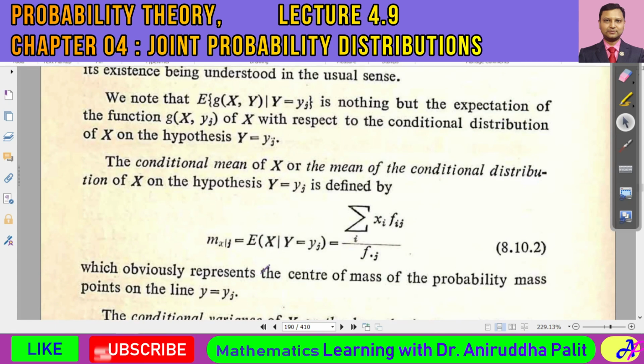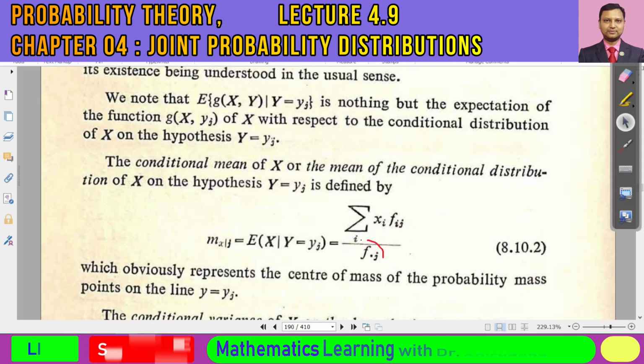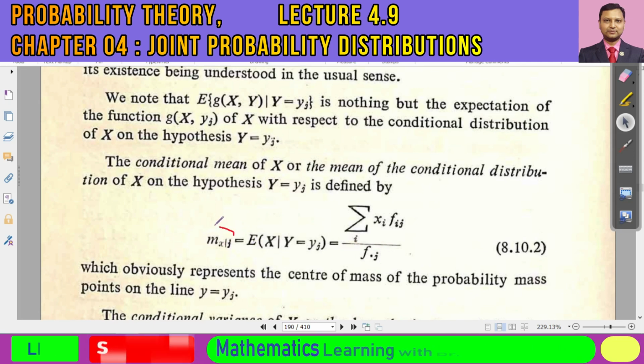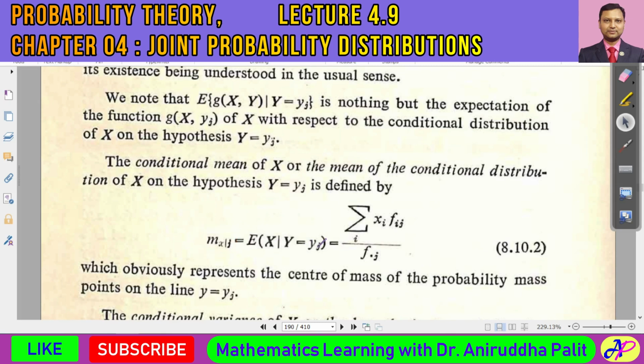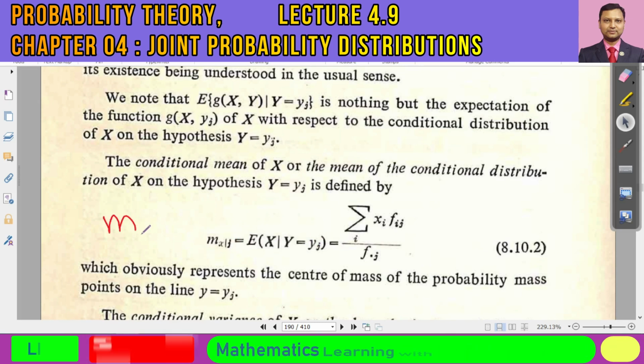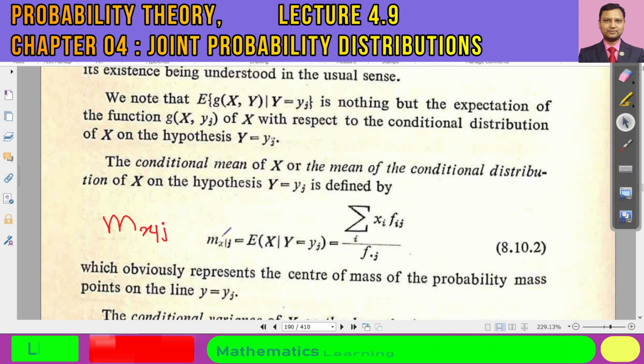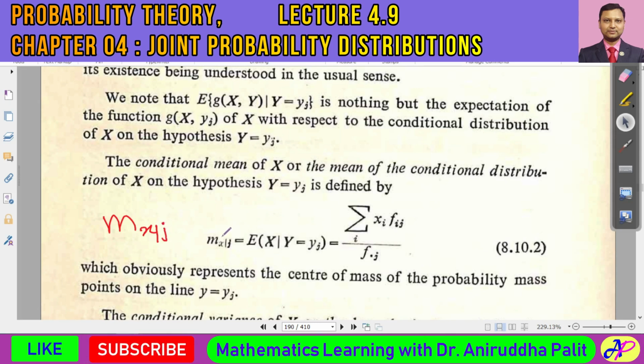So by this type of definition, the conditional mean would be this expression: expectation of x given y is equal to yj, and in that case, of course, in place of x we shall have to put xi, and the remaining portion is exactly the same. So summation over i of xi f ij divided by f dot j. This is called the conditional mean of x, and this is designated by m suffix x given j.